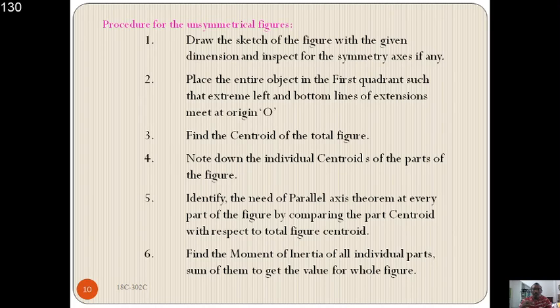So this is up to step 3. It is a similar procedure to the centroid. Now, steps 4 to 6 are important for finding the moment of inertia. Then note down the individual centroids of the parts of the figure, like x1, x2, x3, y1, y2, y3. Identify the need of the parallel axis theorem at every part of the figure by comparing the part centroid with respect to the total figure centroid. So we are taking the differences between the total centroid and the individual part centroids.